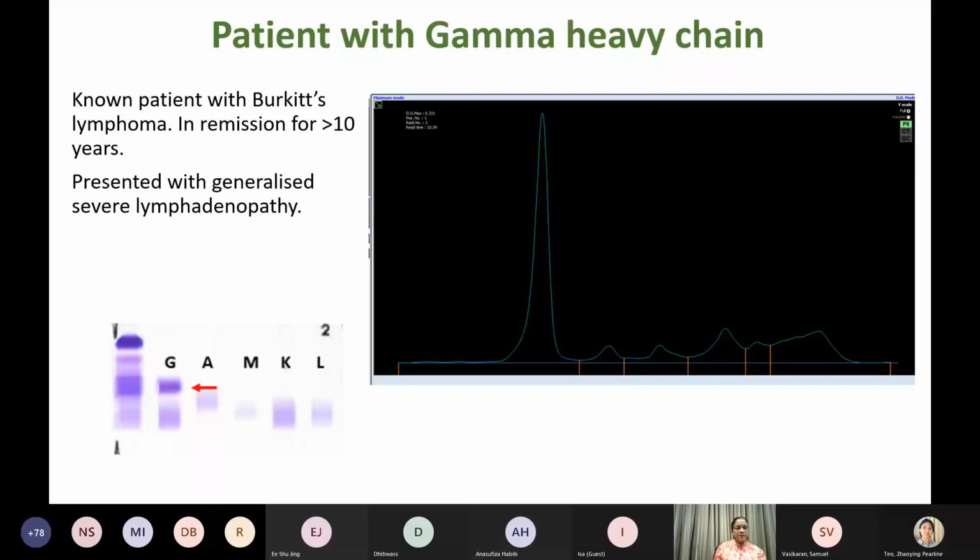So this is one of our patients. He was a known patient with Burkitt's lymphoma who was in remission for more than 10 years. Recently presented again with generalized severe lymphadenopathy. So this is the electrophoresis. The electrophoresis looked abnormal. And when we did the immunofixation, we found a broad band with G antisera, but there's no associated free kappa or lambda. So this is a gamma heavy chain without light chain association.